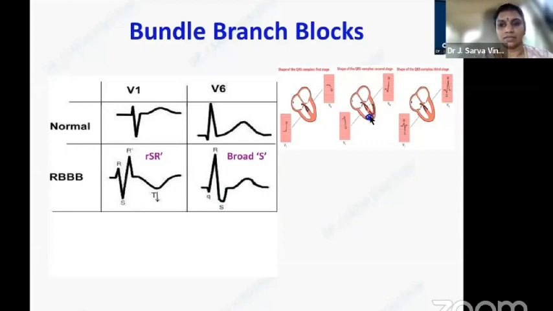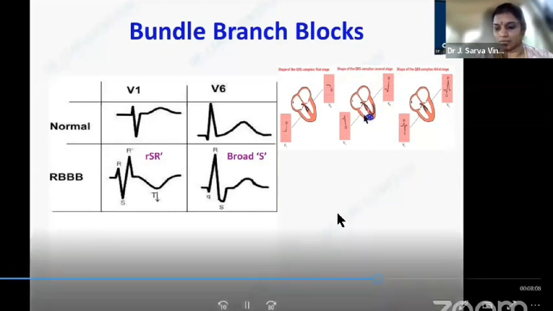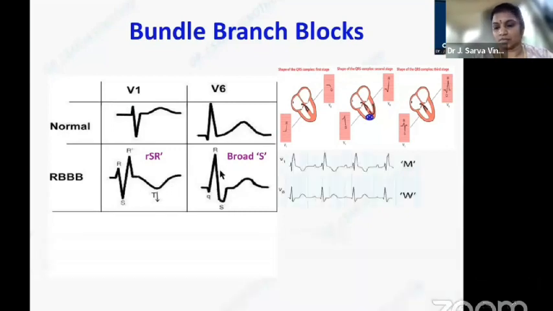But because the right bundle branch is blocked, the right part of the ventricle has now to be depolarized via the myocardial cells, so not via the conduction system. So it is going to take longer time, and hence we tend to have another R prime in V1 or a broader S wave in V6. If it is difficult for you to remember this, we can remember this as M in V1 and W in V6. That is significant of your right bundle branch block.